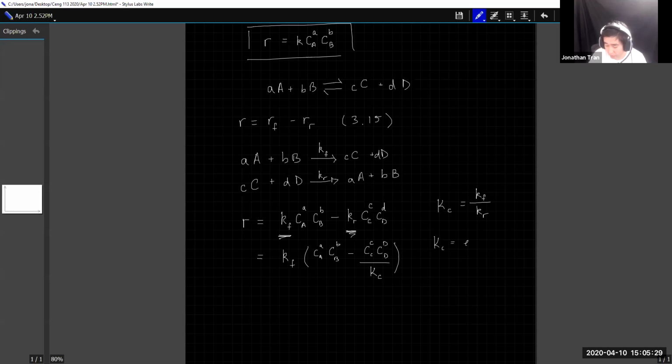Here, K_c, we call it the equilibrium constant, and this is distinct from K_a. Previously we defined K_a also as an equilibrium constant. But there's a relationship that we're going to go over by the end of this lecture that relates K_c to K_a, but they are not directly equivalent. As of right now, you can consider K_c as simply the ratio of the forward rate constant to the reverse rate constant, and K_a is the thermodynamic equilibrium constant.